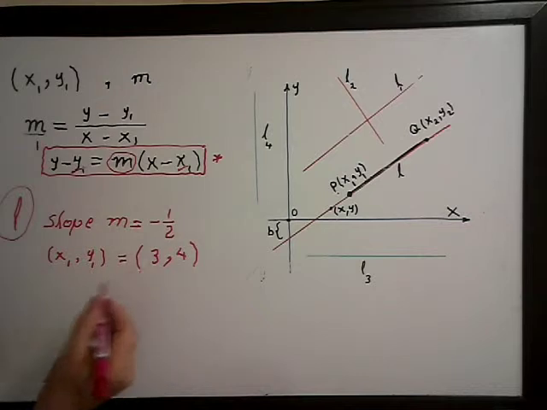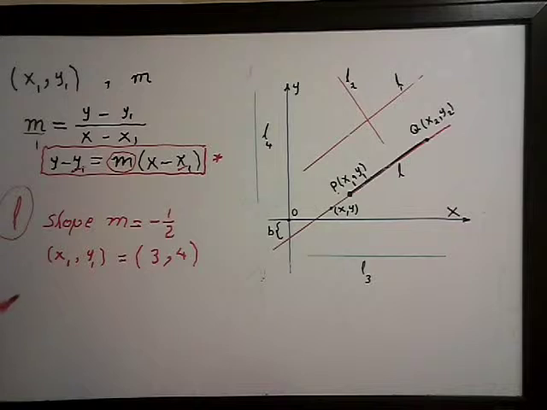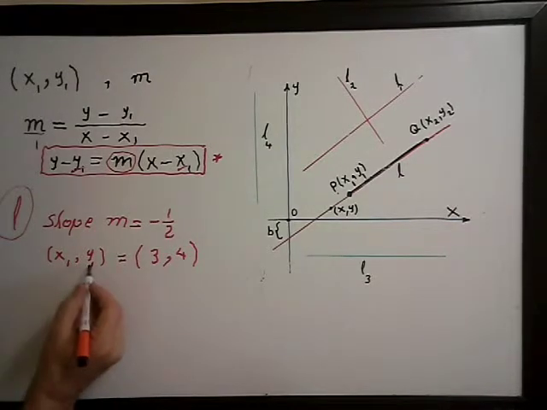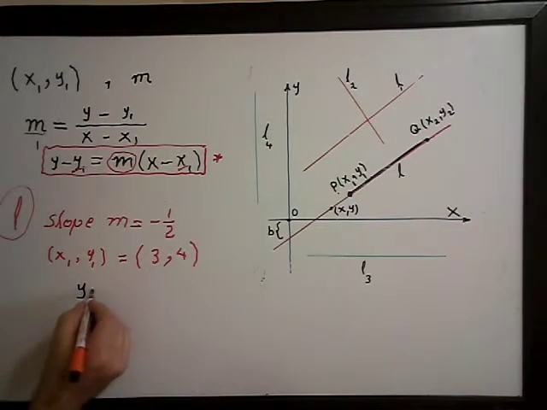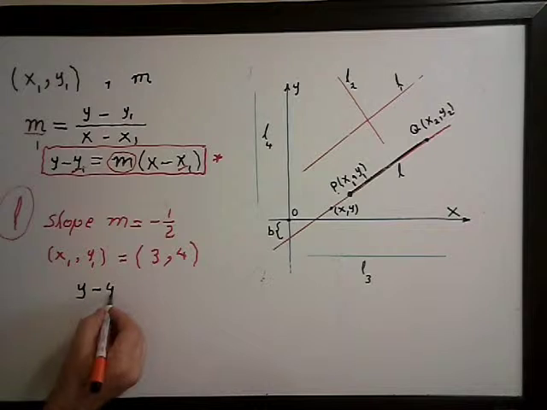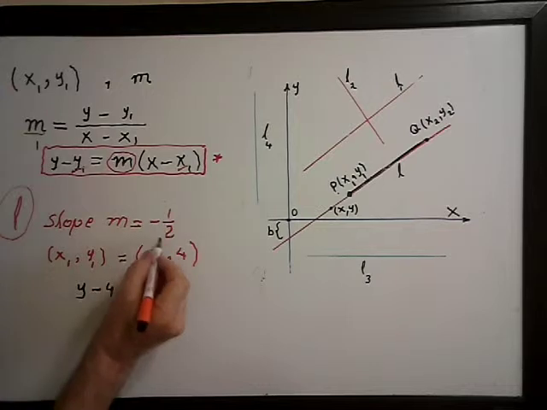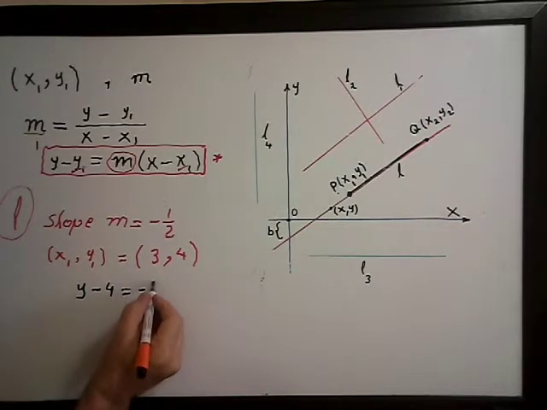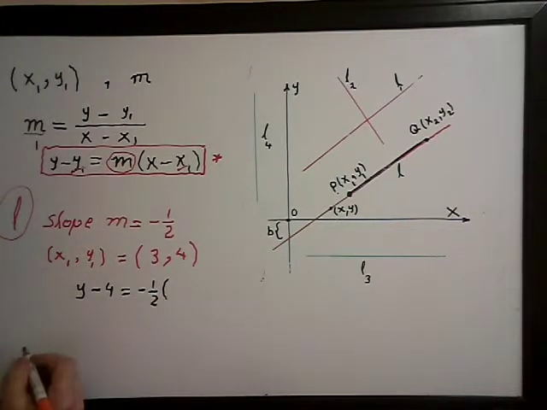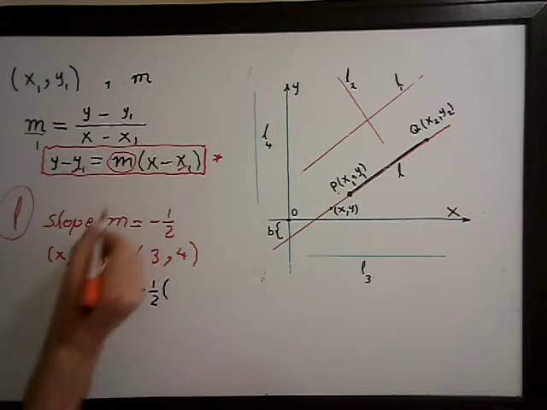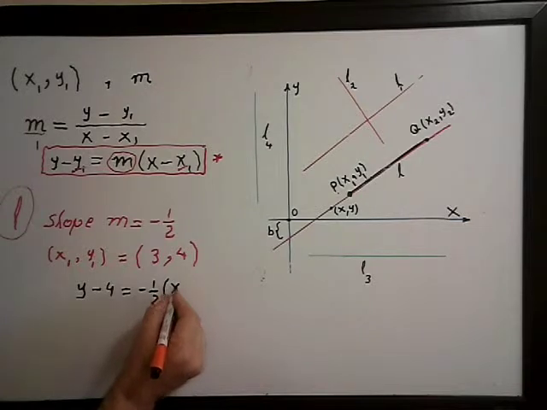So your answer will be y minus y1. y1 is 4. So y minus 4 is equal to m, which is negative 1 over 2, times x minus x1. x1 is 3. So x minus 3.